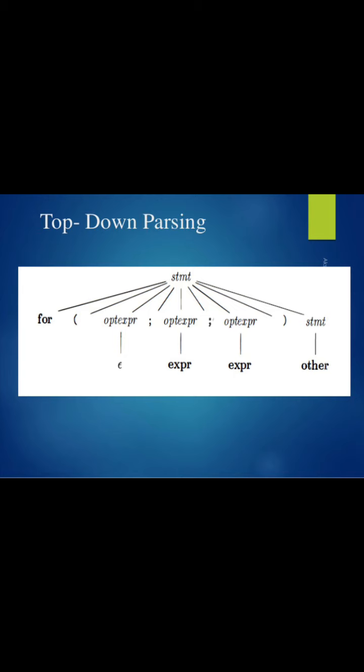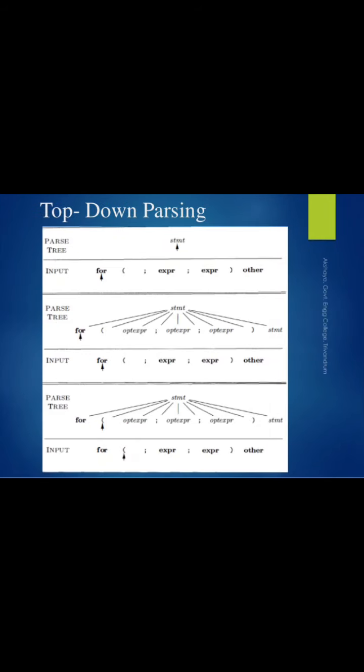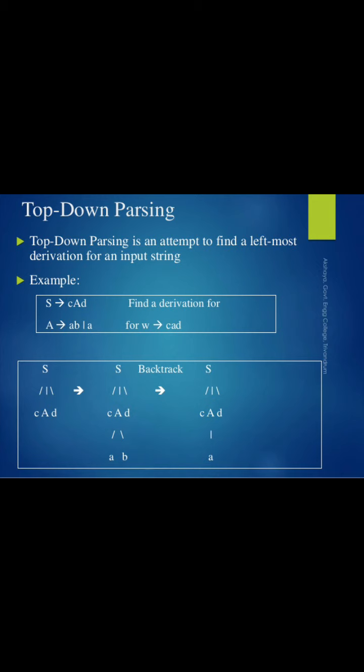This is an example of top down parsing, how we construct a parse tree for the given string. This is another example of creation of a parse tree. Top down parsing is an attempt to find a leftmost derivation for an input string. This is an example of recursive descent parsing.